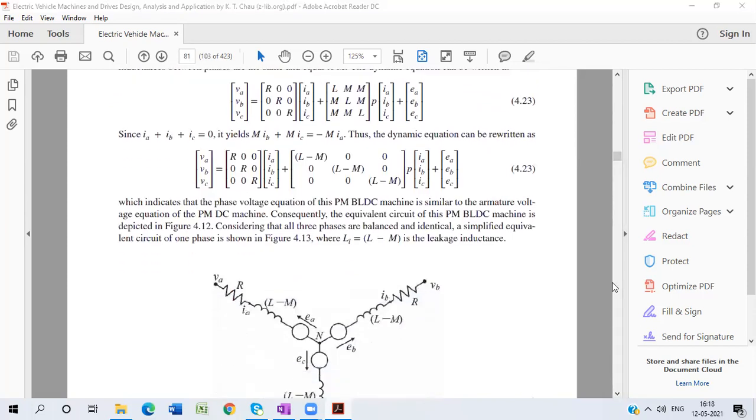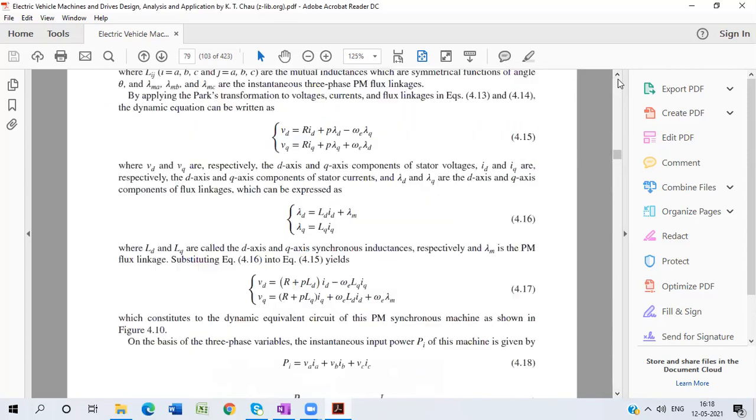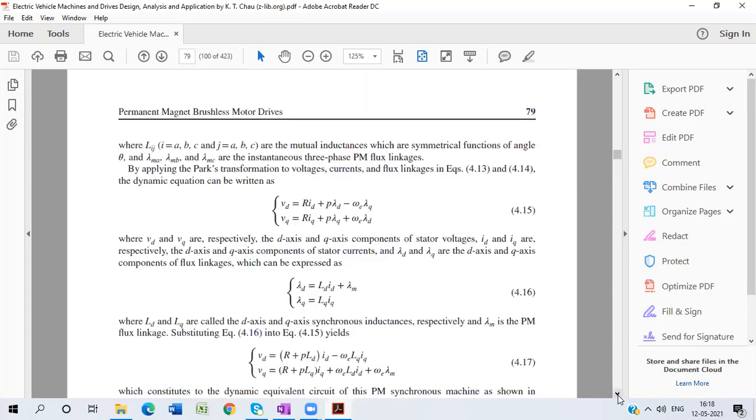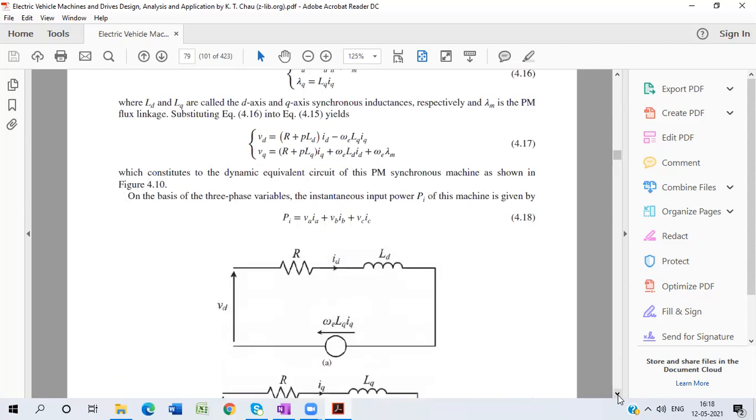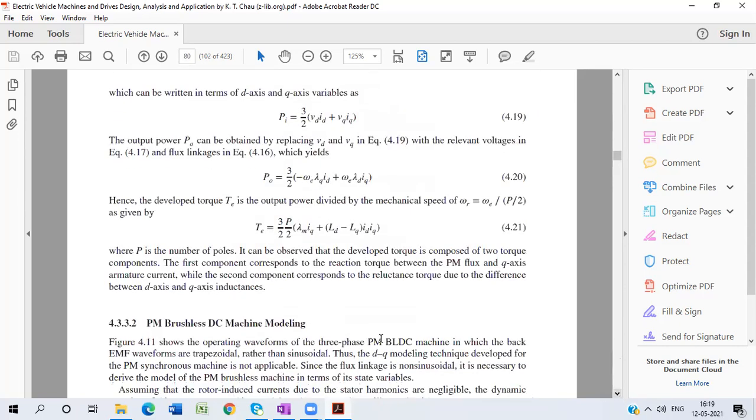You have to do up to section 4.3.3.1. Is it clear? The syllabus in Unit 1 is up to 4.3.3.1. Karthik and Toy, is it clear?